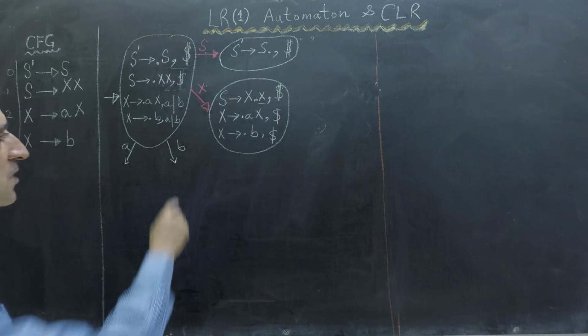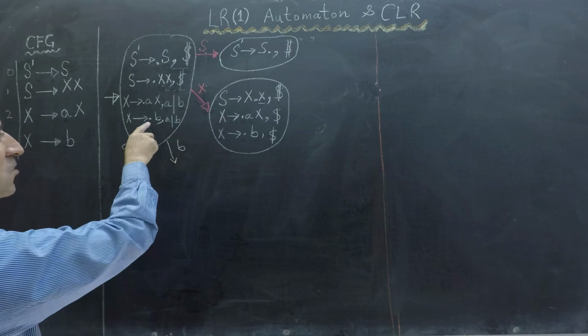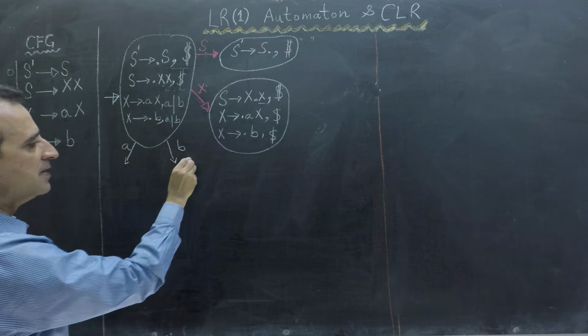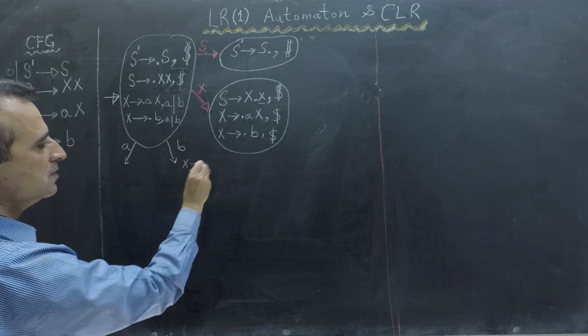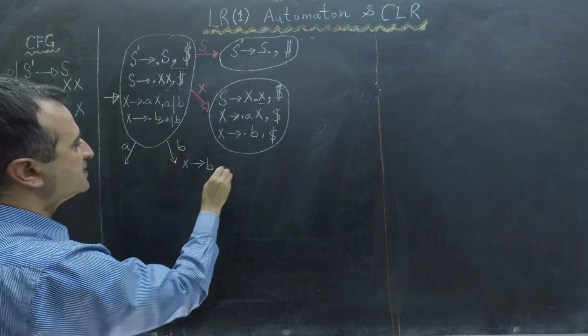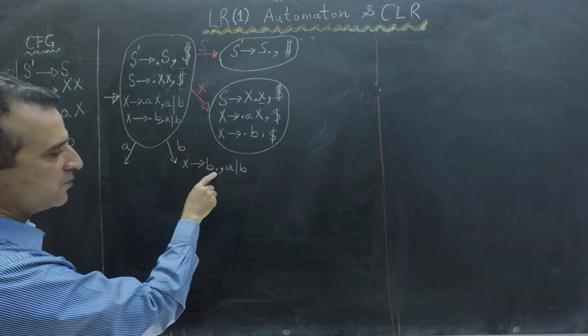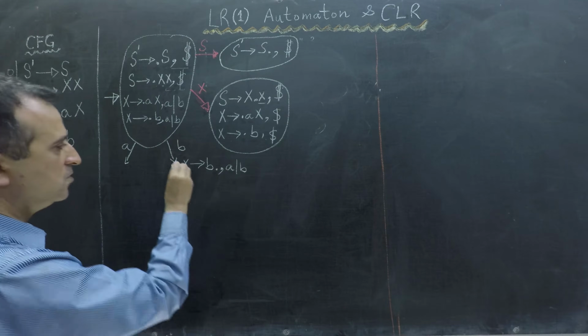Now I have to create a new state based upon this B. When I see B, then my dot will move to the right of B, so I will get X goes to B dot, and I will add look ahead as it is, A or B, and I'm done with this state because after B there is no non-terminal.